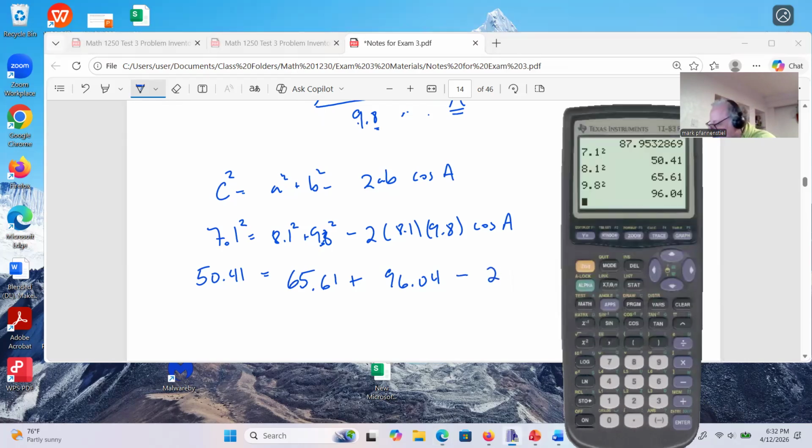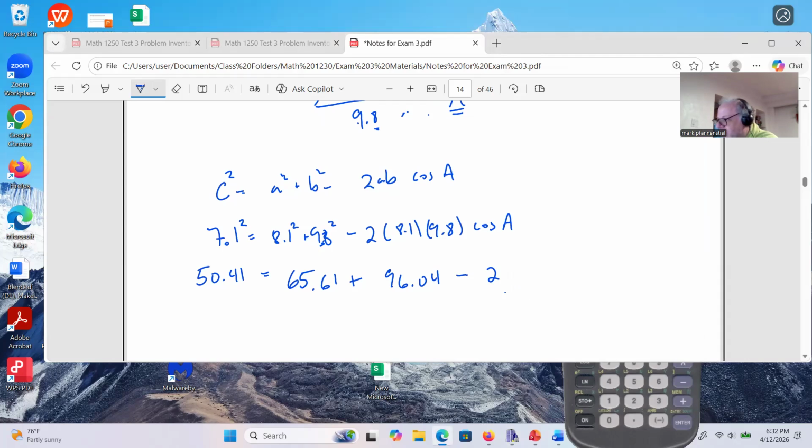I'm just going to go ahead and run the whole thing. So we have 2 times 9.8 times 8.1. Okay, so I have 158.76. So minus, that was 2 times that, 158.76 times the cosine of the angle I'm looking for.